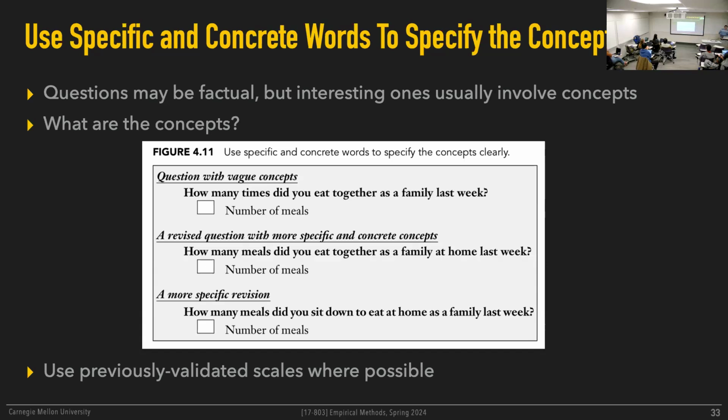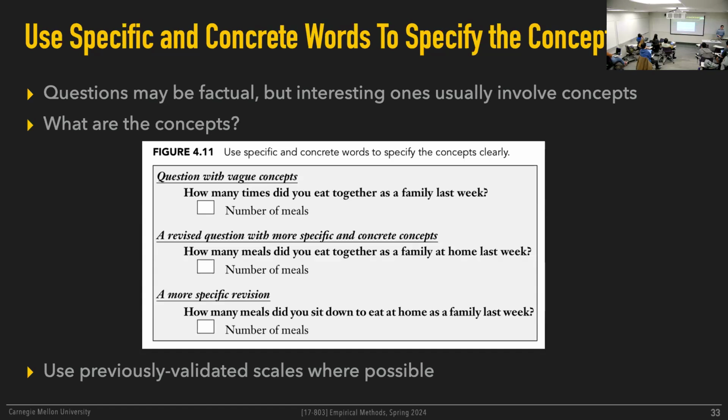So slightly better, with more specific and concrete concepts, is the second one in the middle there. How many meals did you eat together as a family at home last week? As opposed to how many times did you eat together? Because maybe snacks aren't really what you're interested in. You're looking for a measure of, I don't know, family cohesion, people sitting down for dinner all together as a family. And it doesn't matter if they have snacks or not, and maybe it doesn't matter if they have breakfast or a granola bar on the way out to catch the bus in the morning. They're really trying to capture something else here.